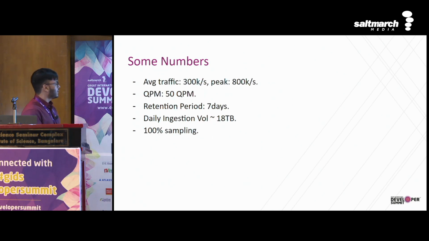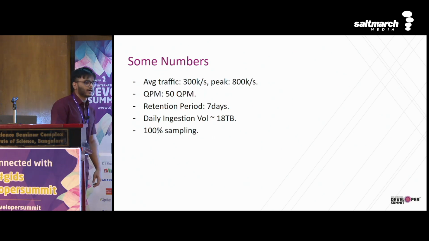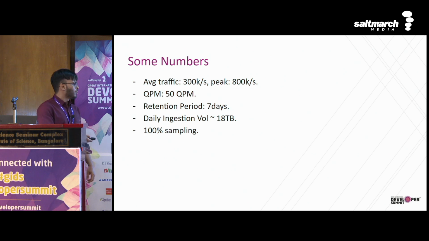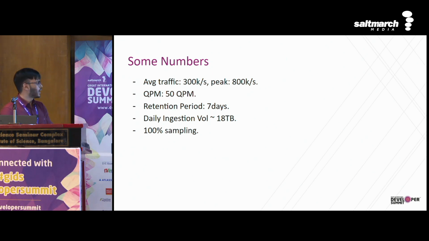So some numbers again. Our average traffic is 300K spans per second, peaking up to 800K or a million spans per second. QPM is fairly low, around 50 per minute. Retention period is 7 days. Earlier we had a retention period of 30 days, but we brought it down to 7 days to contain costs. And because the 30 days thing wasn't very usable, I'll come to that.